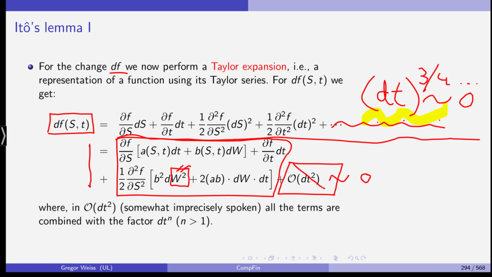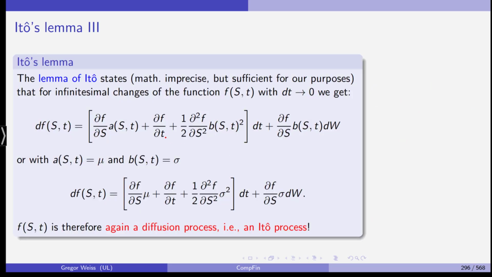And what we finally get is Ito's lemma, which states, mathematically imprecise, but it suffices for our purposes, that the infinitesimally small change of a function in a stochastic process s and t in continuous time with the change dt going to 0 is approximated by the partial derivative of f with respect to the process times a function a plus the partial derivative of f with respect to t plus the second partial derivative times function b squared dt plus the remaining term times dw.